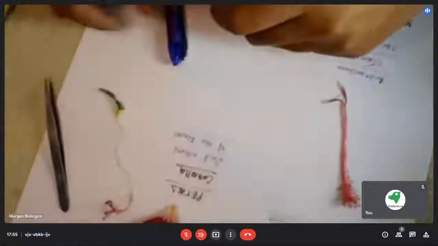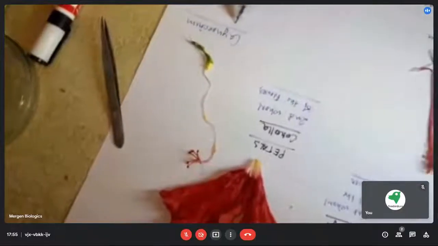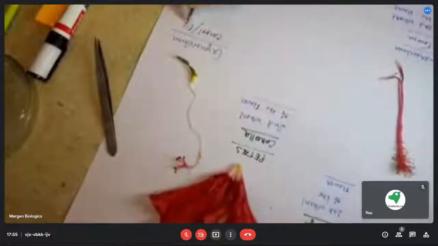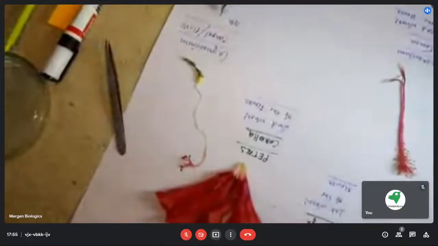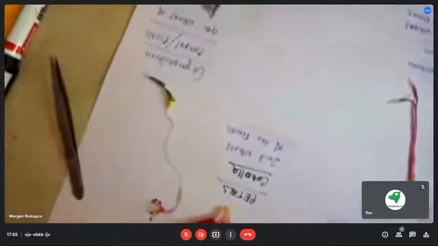And then this is the fourth part, which is the gynoecium, or the carpel or pistil, the fourth whorl of the flower. And this is the female reproductive part.